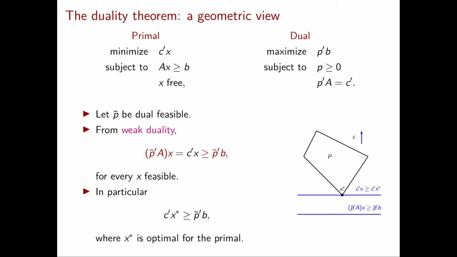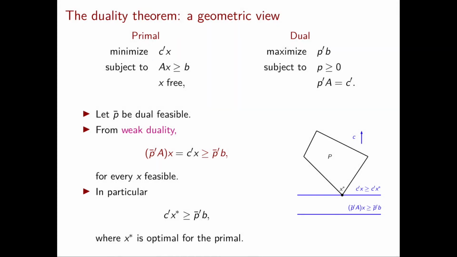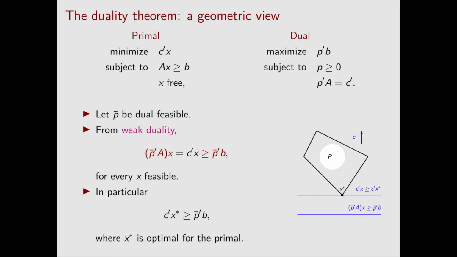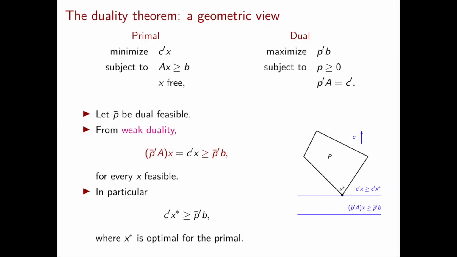Before proceeding, I want to give you a geometric view of the weak duality theorem. Let's say we have a primal problem where we minimize C transpose X subject to AX greater than or equal to B and X free. I visualize the set of feasible solutions below here with this polytope P. Then the dual takes the form maximize P transpose B subject to P non-negative and P transpose A equal to C transpose.